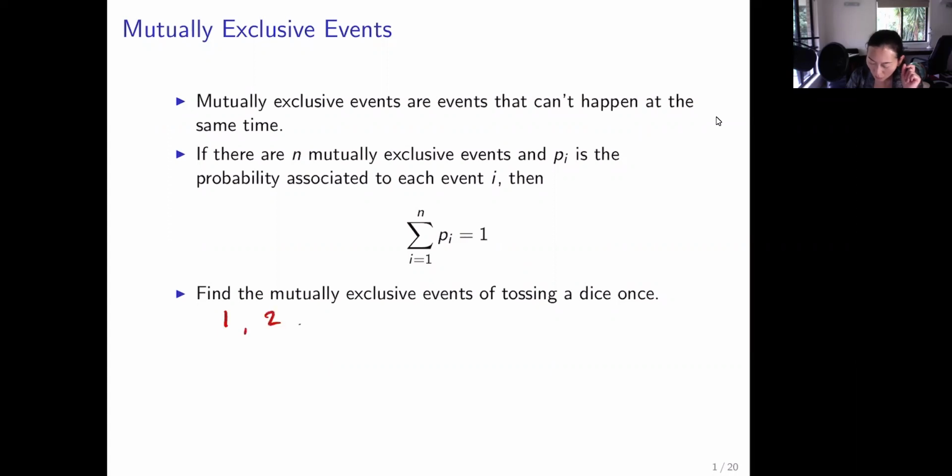1, 2, 3, 4, 5, and 6, right? That's it. It cannot be anything else. Either it turns up 1, 2, 3, 4, 5, or 6. And what is the probability of this event to occur? 1/6, right?